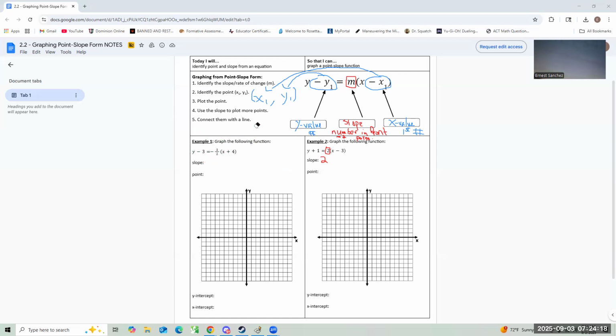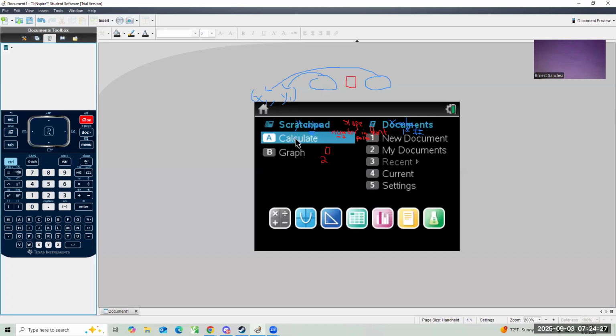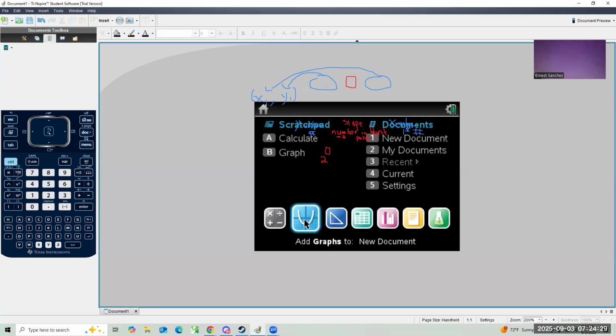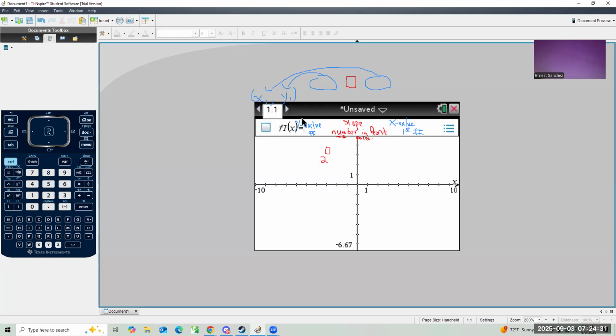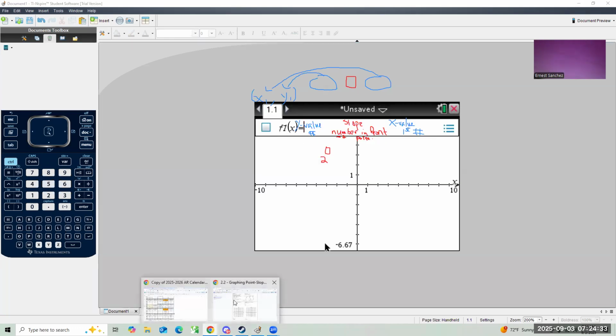I need to move this out of the way. Sorry, guys. All right, so I'm going to graph this in my calculator. So the way I do that is I need to go to the graph, add graph. I need to erase all of this stuff because it's all in the way.